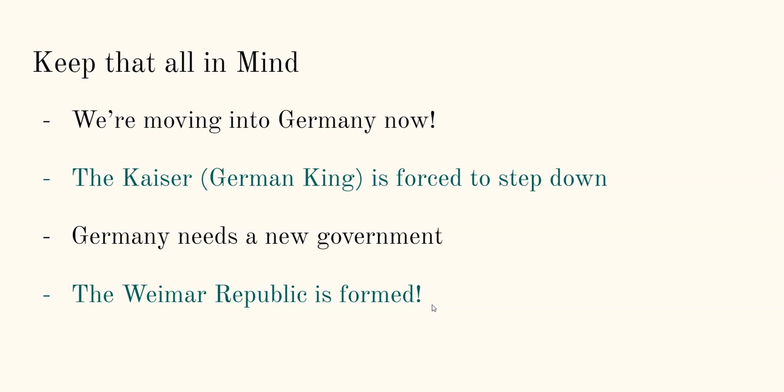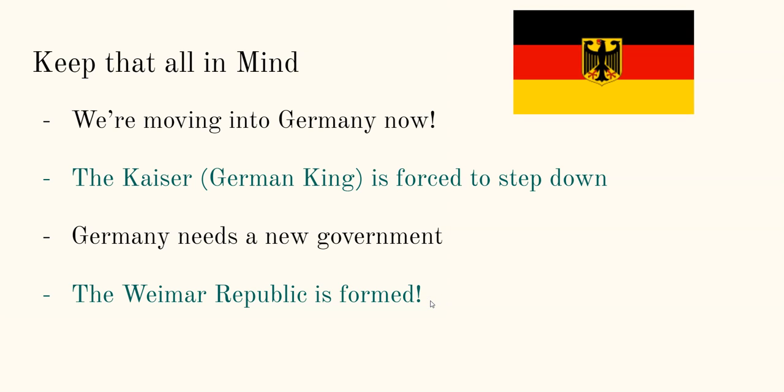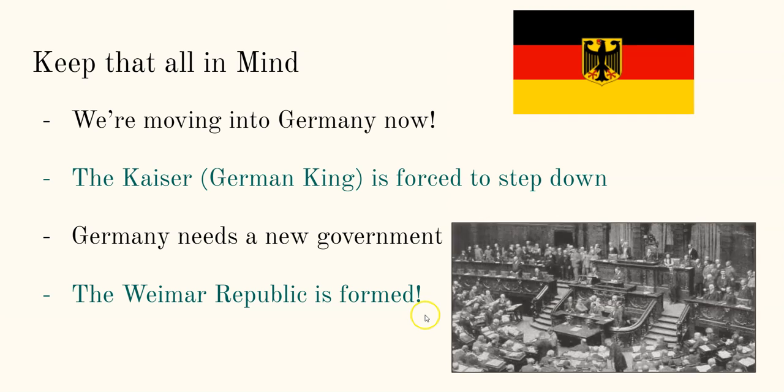Keep in mind, whenever you see a W in German, it's pronounced with a V sound. Weimar. Here we have the flag of the official government of the Weimar Republic, and if you look here, you'll see a picture of one of the first sessions that was going on there. One of the key takeaways I think you'll notice is that there's a lot of people there. And that's pretty indicative of what that government looked like.